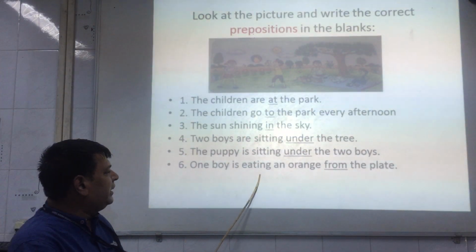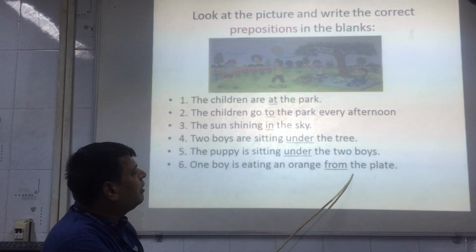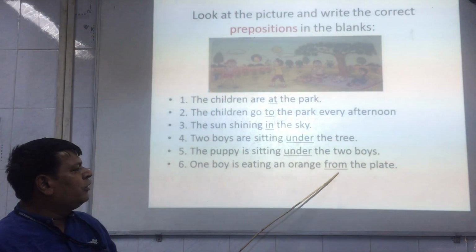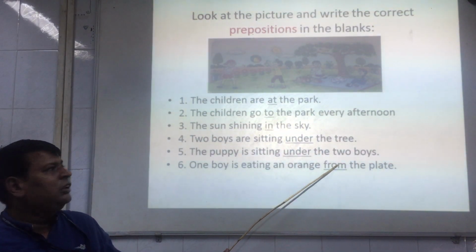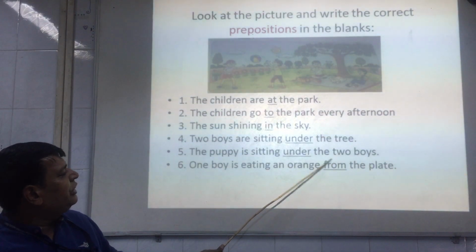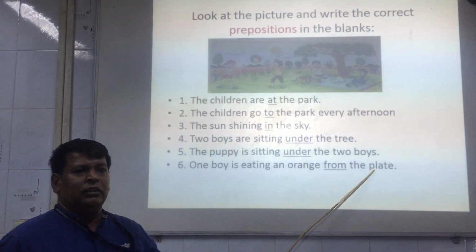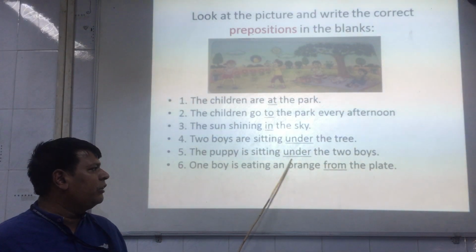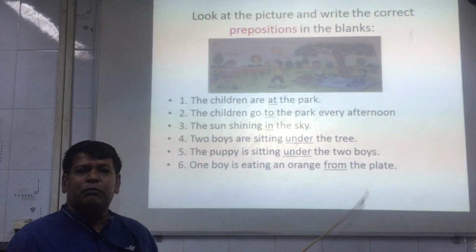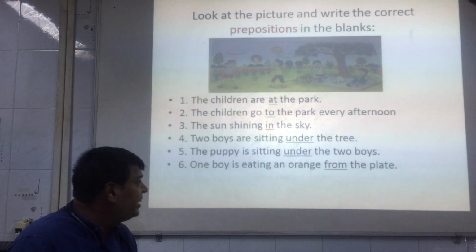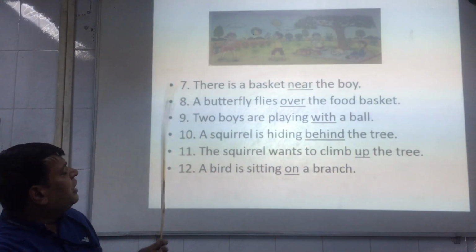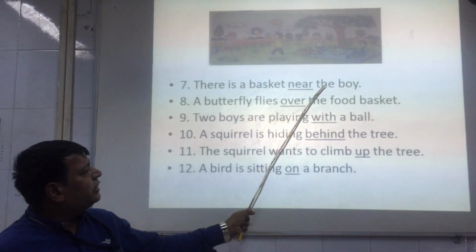One boy is eating an orange from the plate. Now from is the preposition here. From is a preposition which shows the relationship between the boy and the plate. Clear, students? As a preposition is followed by a noun, so from is followed by a plate. See the next one.